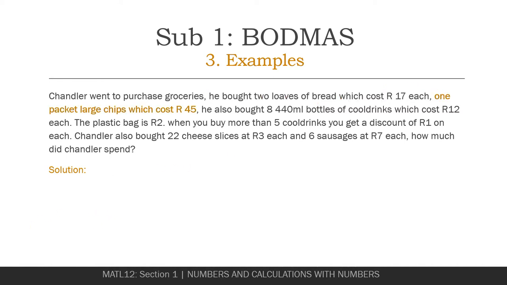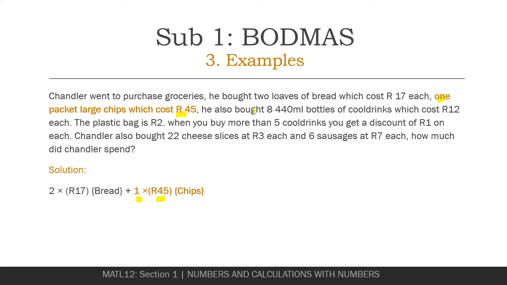So moving right along, now that we're done with the bread, we look at the next part, which is the chips. So how many chips did he buy? One, and that's why I have one here. And then how much did it cost? 45, which is why I have 45 here.